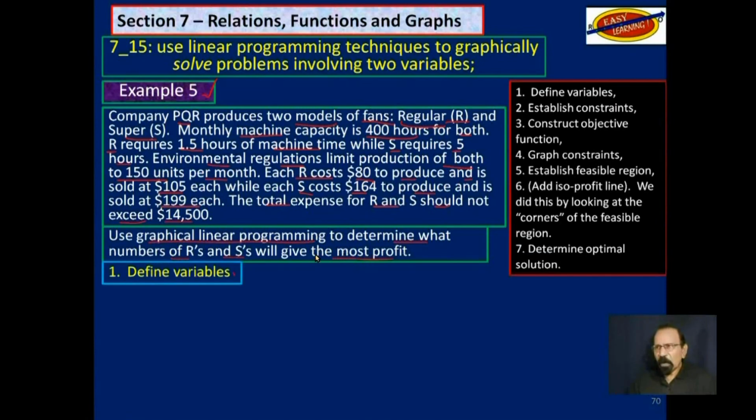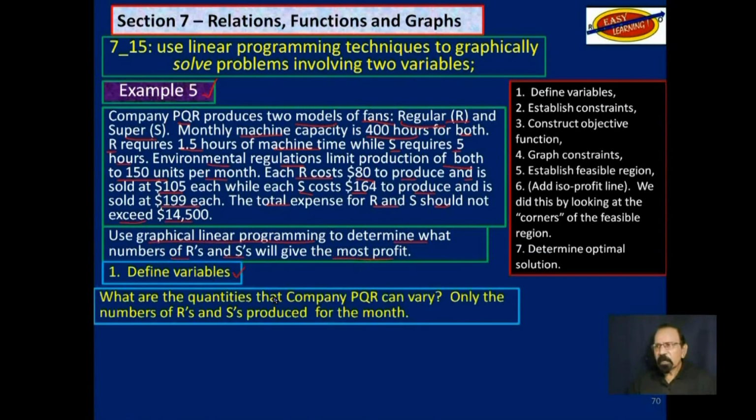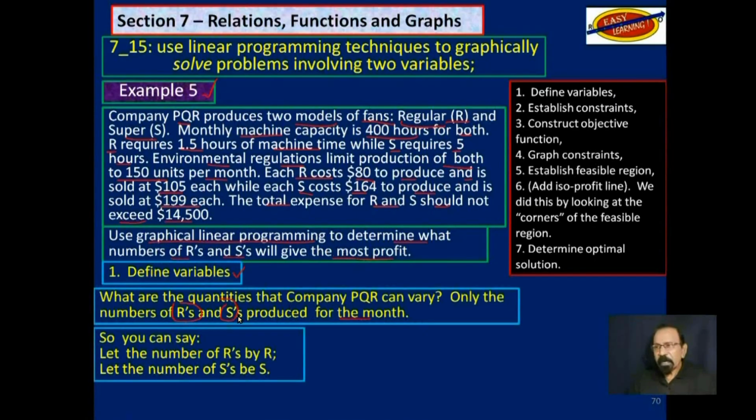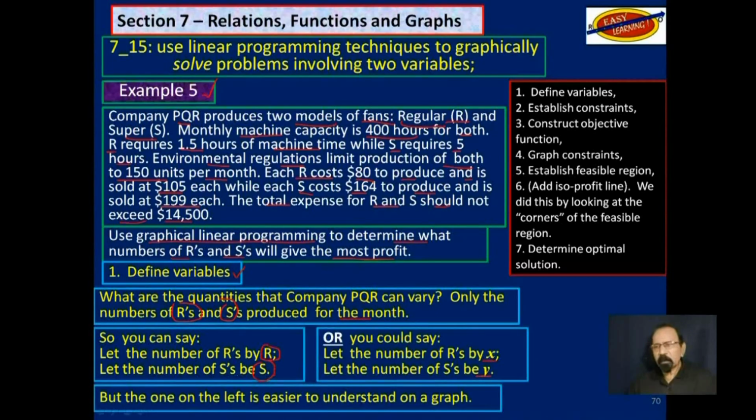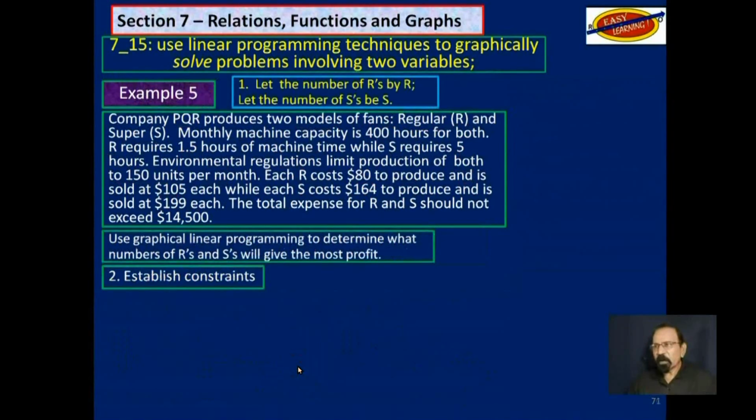So we have to define our variables, and those are the numbers of R and S per month. So you can say let the number of R's be R and let the number of S be S. You could let them be represented by X or Y, but it is actually easier to use just the R and S, which is what we will use. Having done that, we will establish the constraints.